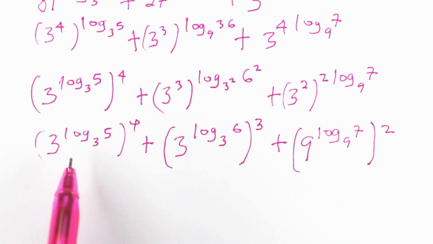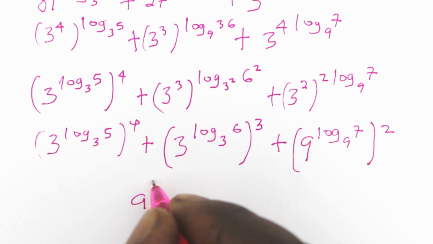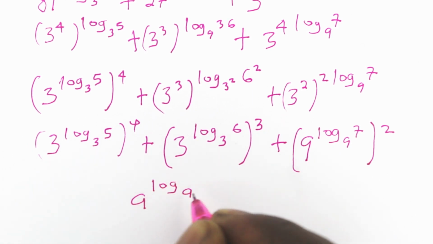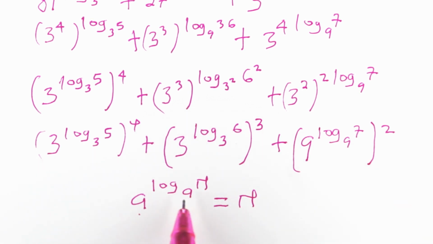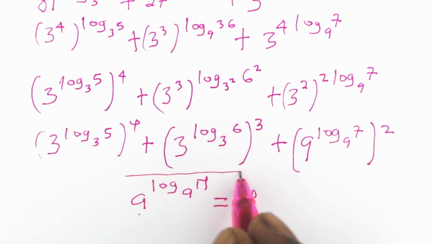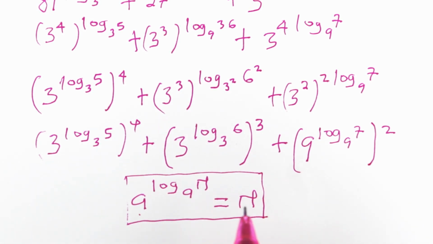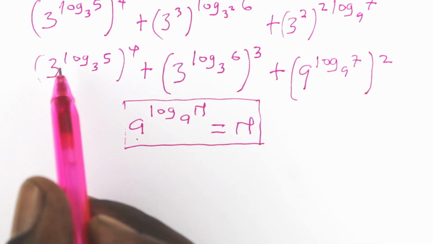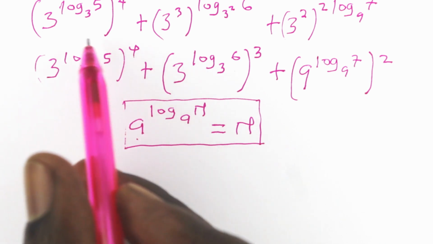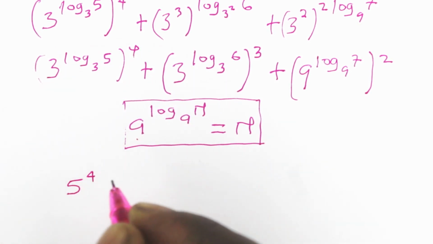So now, according to the fundamental property of logarithms, if you have a number a and it's raised to log to base a of a number n, then that is the same as n, so long as the bases are the same. So this is what we're going to apply for these three expressions. So for the first case, we have 3 raised to log to base 3 of 5. So this is the same as 5 raised to power 4. So for the first one, we have 5 raised to power 4.